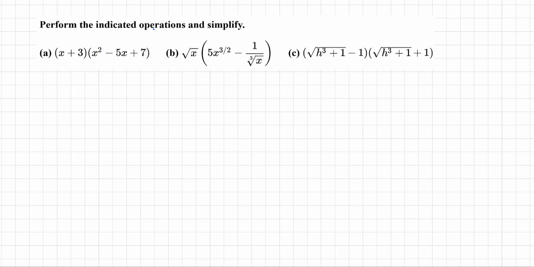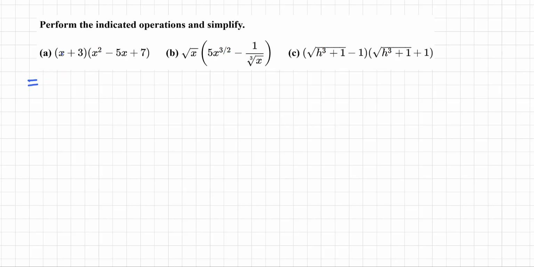Perform the indicated operations and simplify. So in part A, we've got the quantity x plus 3 times the quantity x squared minus 5x plus 7. It's a times, so we need to multiply. This is a binomial, and that is a trinomial. So this will be first term x times everything plus 3 times everything. Okay, we can distribute in that way.